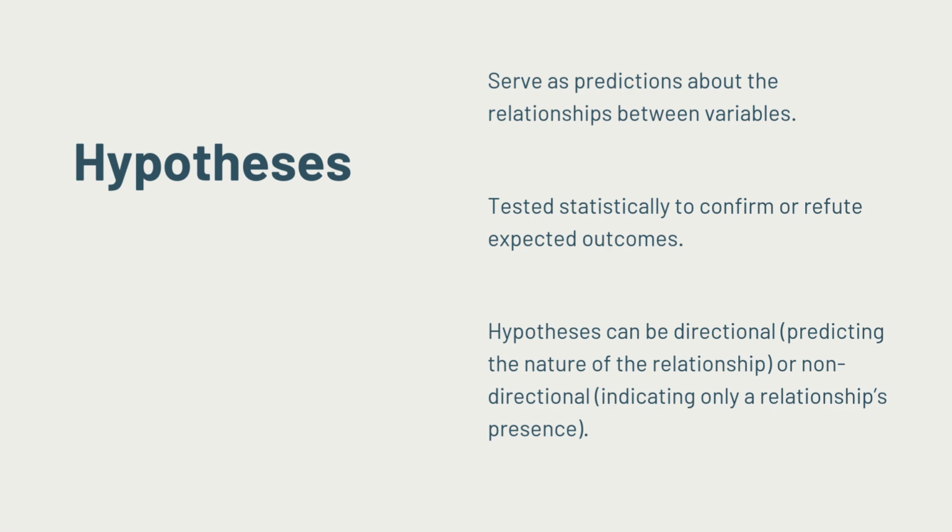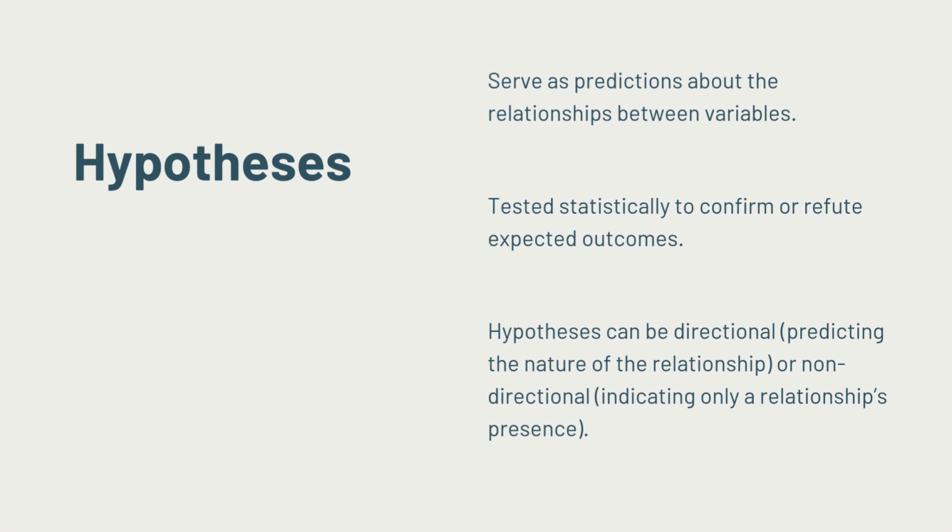For example, let's say we're working with that earlier example on social media use and academic performance. So our hypothesis for that example could be: increased time spent on social media will lead to lower academic performance in students. In this hypothesis, we're predicting not only that there is a relationship between the two variables, but also the nature of that relationship. Okay, so this is what we call a directional hypothesis.